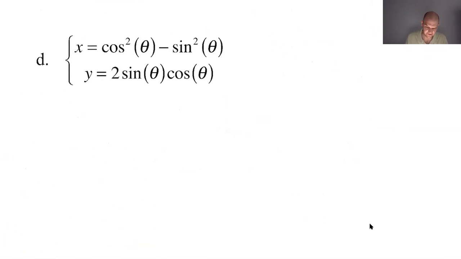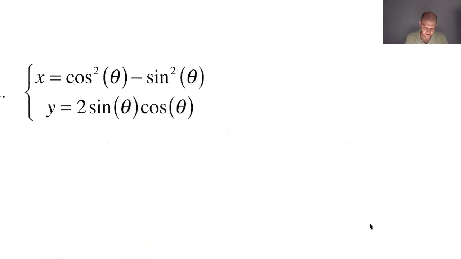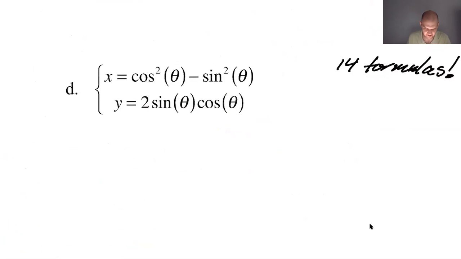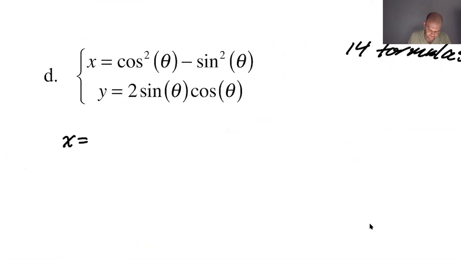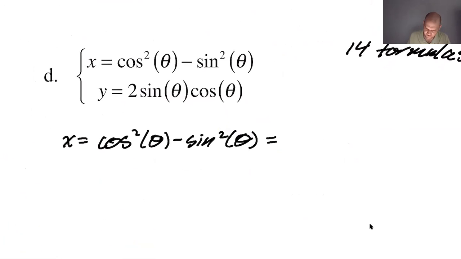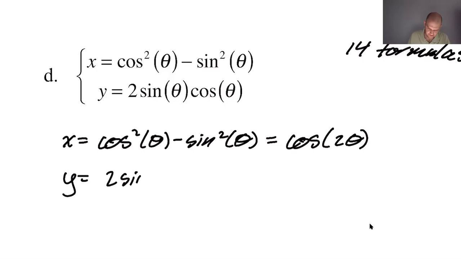All right, how about this one? This one, to me, looks very much like 14 formulas. They're never far away, 14 formulas, you need them all the time. So here, if x is cosine squared of theta minus sine squared of theta, that I know is one of 3 formulas for cosine of 2 theta. And then y, 2 sine theta cosine theta, that's definitely sine of 2 theta.